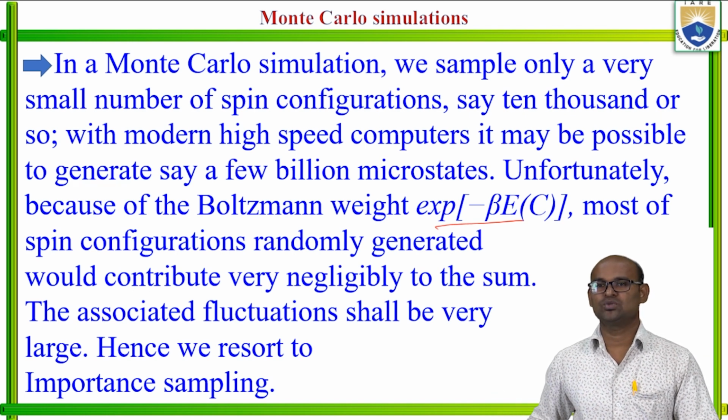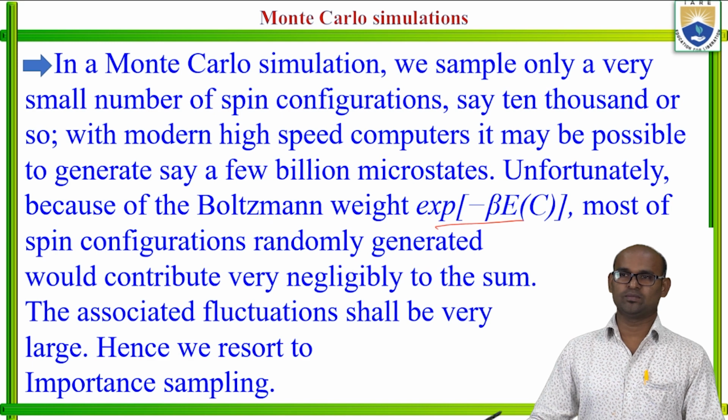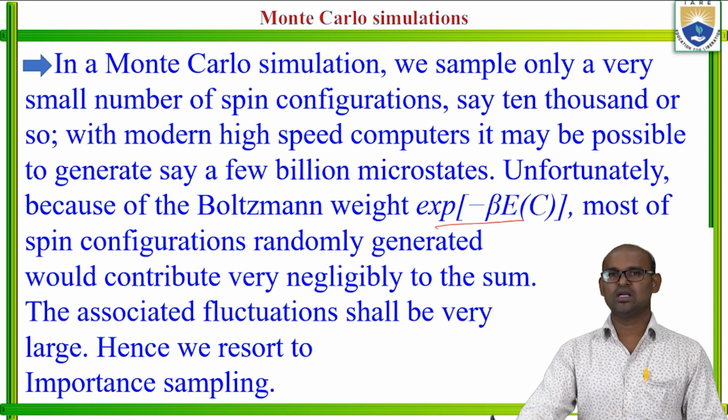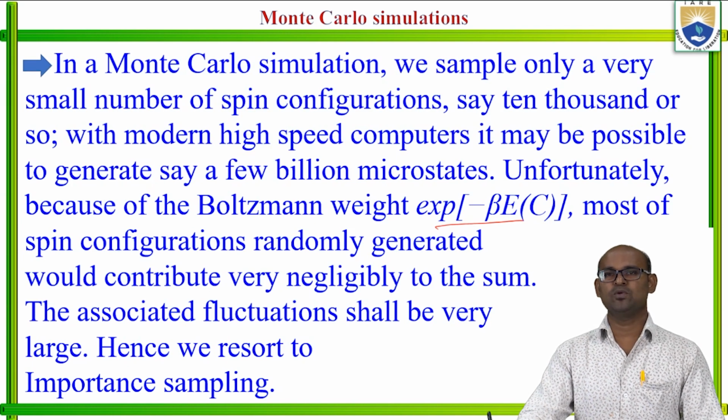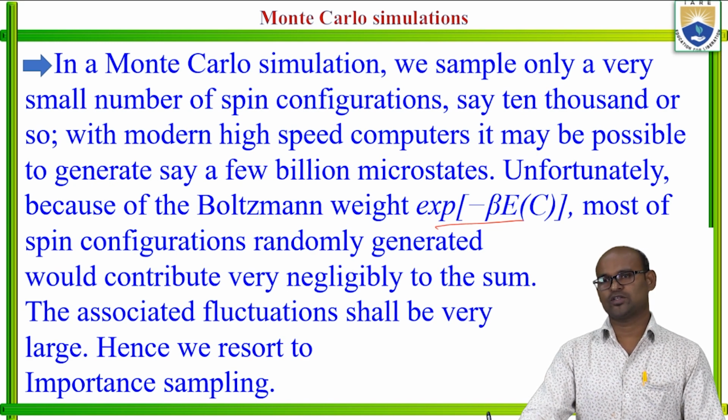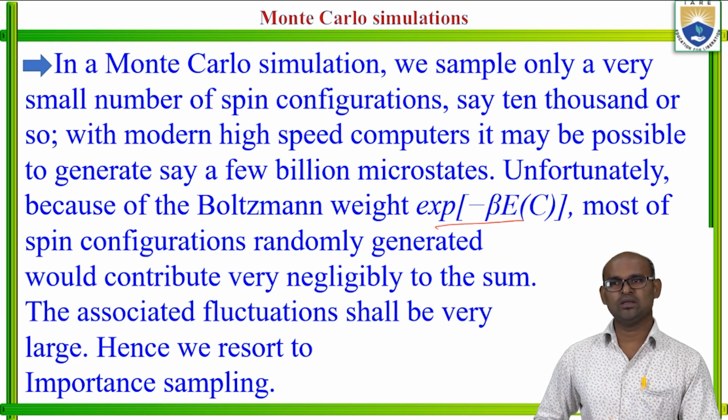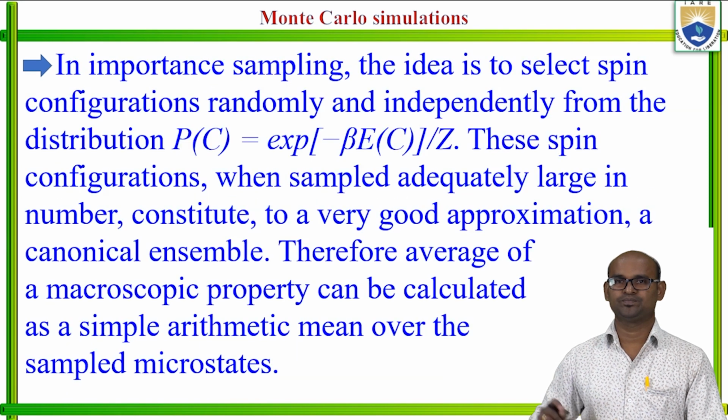Hence we resort to another technique called importance sampling. If we use the simple analog Monte Carlo technique, where we sample all the microstates of this spin system as equally probable, then we end up with a macroscopic quantity with huge fluctuations, and such quantities cannot be compared to an experiment or theory. So we need another technique where we sample only microstates that are most probable, which is called importance sampling.